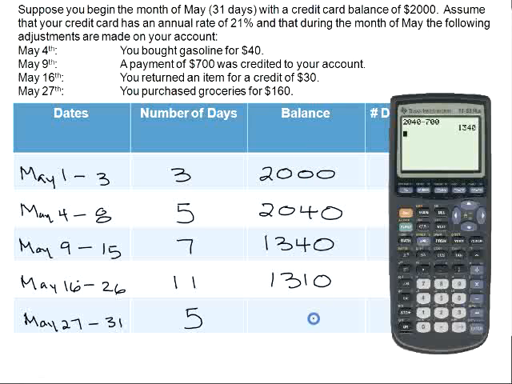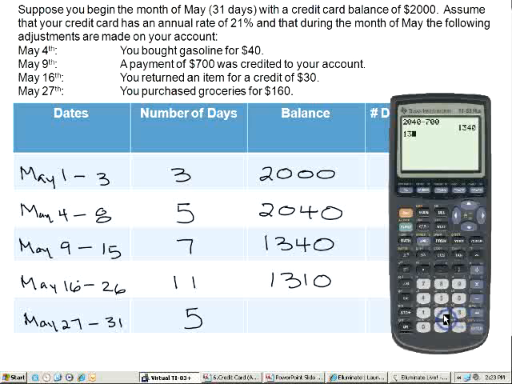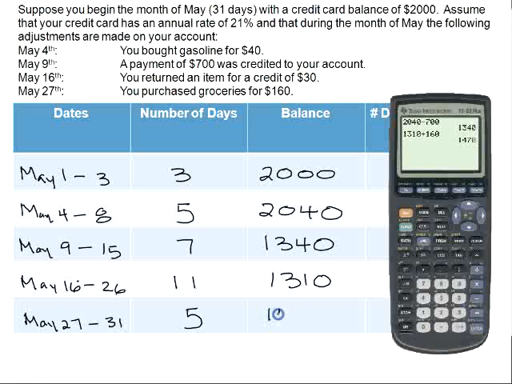Our balance stays $1,310 until the 27th, when we buy groceries for $160. So on the 27th, our balance will increase by $160. So $1,310 plus $160 gives us a balance of $1,470 beginning on May 27th, and our balance remains that for the rest of the month.